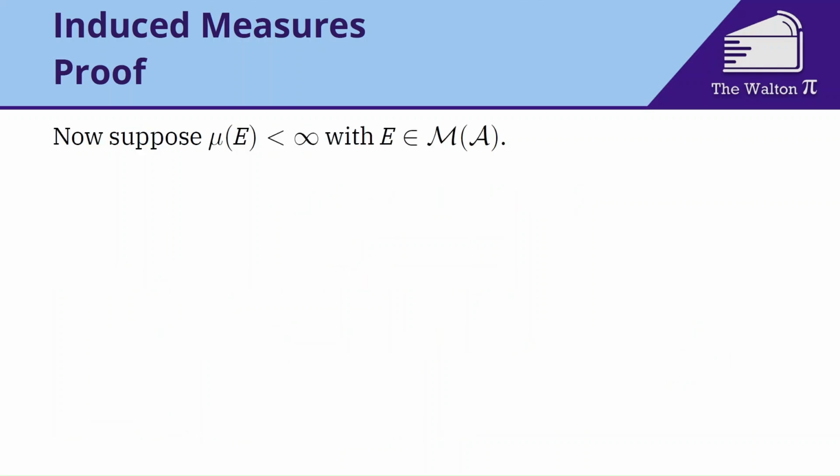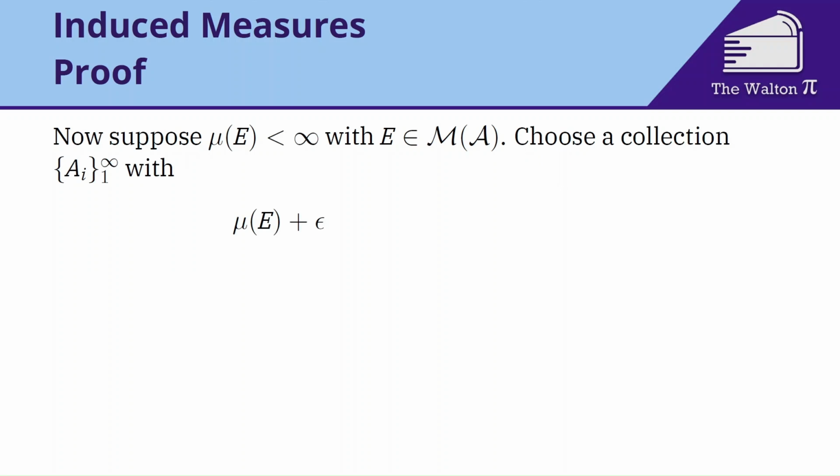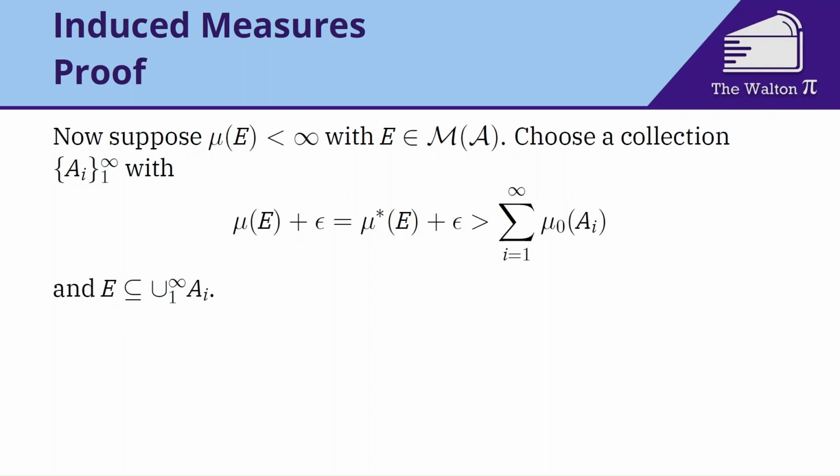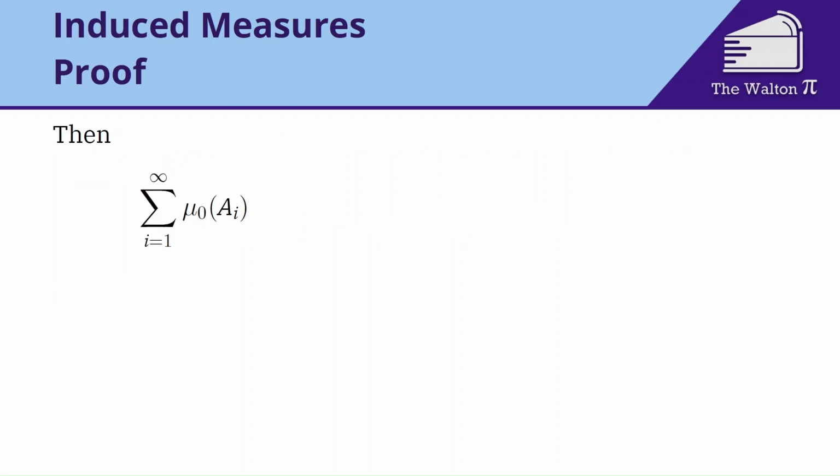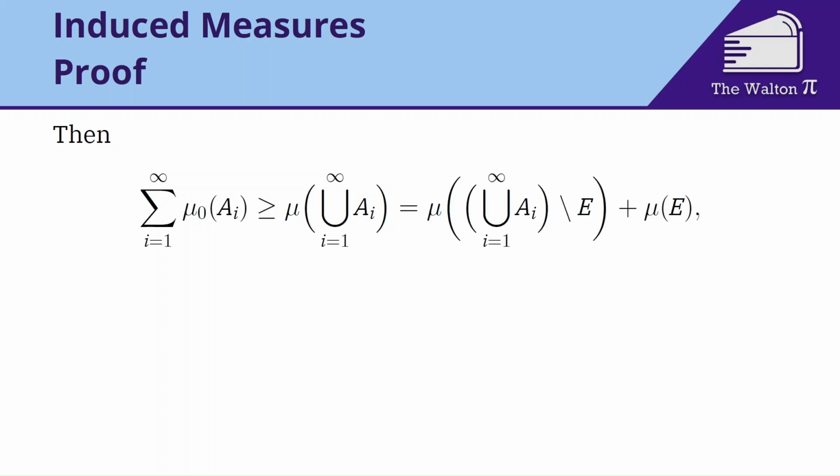Now suppose that mu of E is less than infinity, and that E is in the sigma algebra generated by A. Then we can choose a collection of A_i's with mu of E plus epsilon, being equal to mu star of E plus epsilon, which is bigger than the sum from 1 to infinity of mu naught of A_i. And we can let E be a subset of the union of all these A_i's. Then the sum from 1 to infinity of mu naught of A_i is greater than or equal to mu of the union from 1 to infinity of the A_i's, which is equal to mu of the union of the A_i's minus E plus mu of E, because those are disjoint, so we're able to break it into two pieces and keep equality. So that tells us that mu of the union of the A_i's minus E is less than epsilon.